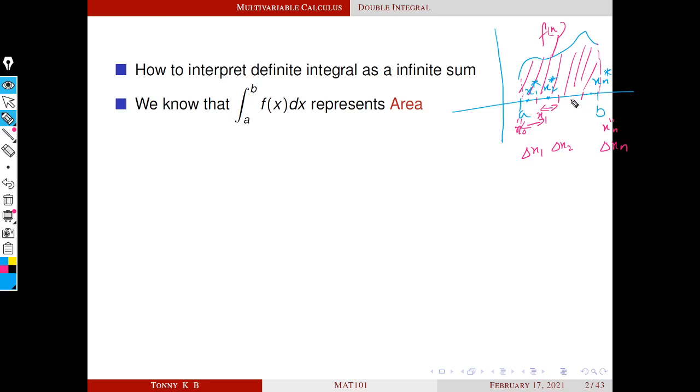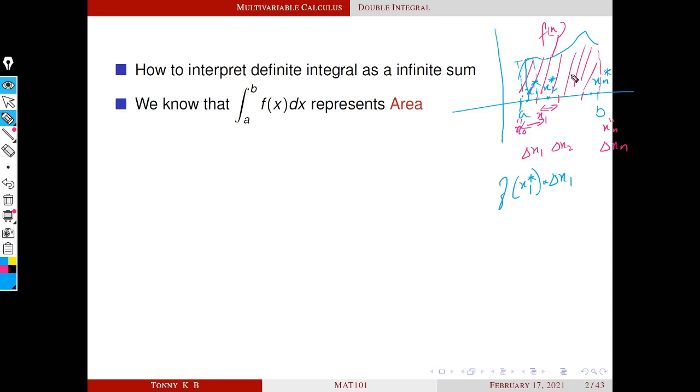Then think about the function value at this point. Here the function value means this height. This height gives the function value at this point. Then my question: what is the quantity f of x1 star into delta x1? Here f of x1 star is this height, and delta x1 is this length. So this length times this height gives the area of this rectangular region.